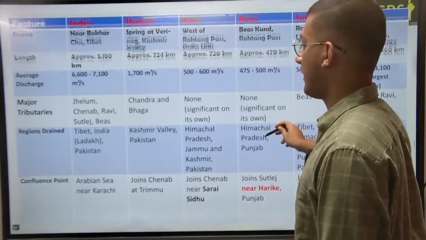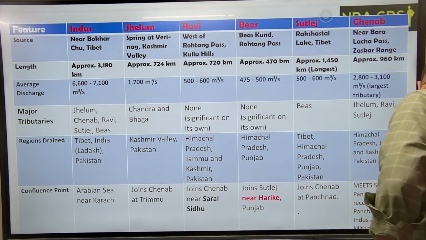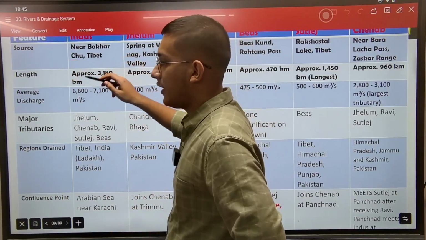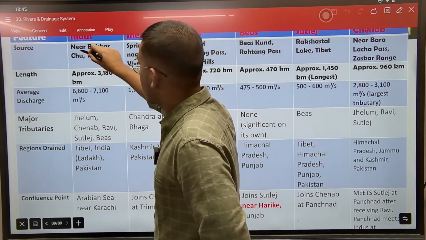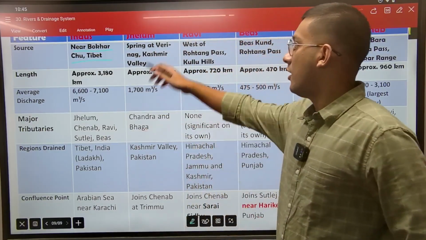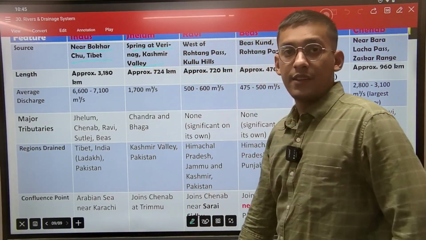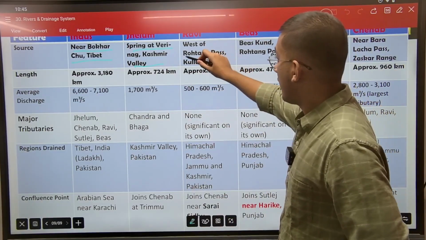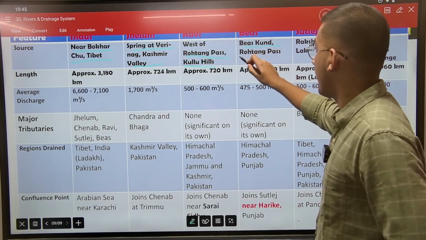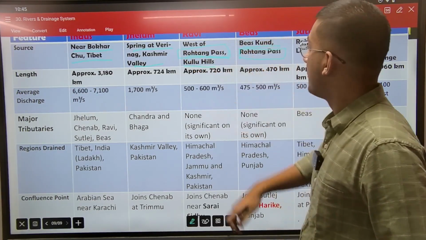Here we can see again, that's a full revision of the Indus drainage system. Starting from the Indus River, it starts near Bokhar Chu in Tibet. Then we have Jhelum. Jhelum starts at Verinag spring near Kashmir Valley. After that, we have Ravi. It starts at Rohtang Pass, Kullu Hills. Beas also starts at Beas Kund, again Rohtang Pass. Both are at Rohtang Pass. We have to remember this.